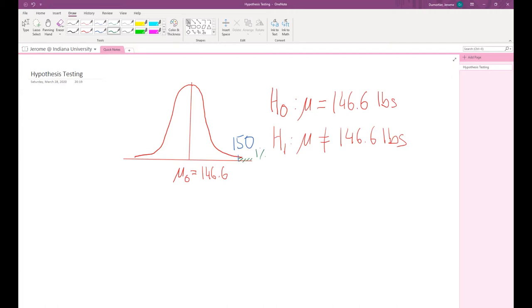Now, compare this with a situation where we have, again, a hypothesized mean of 146 pounds.